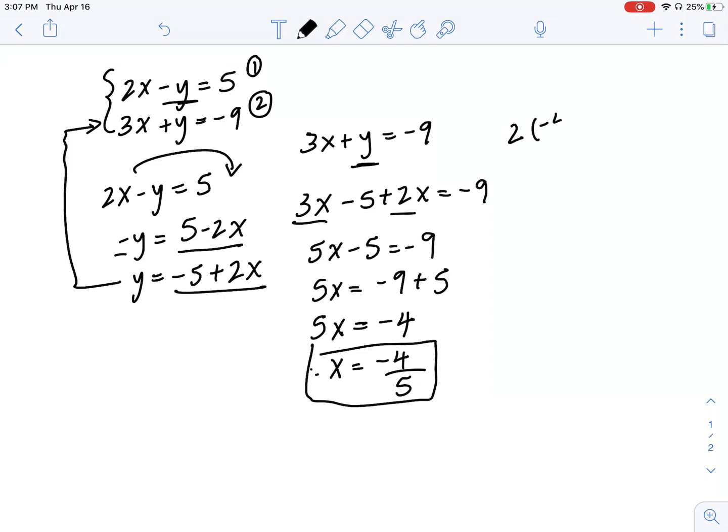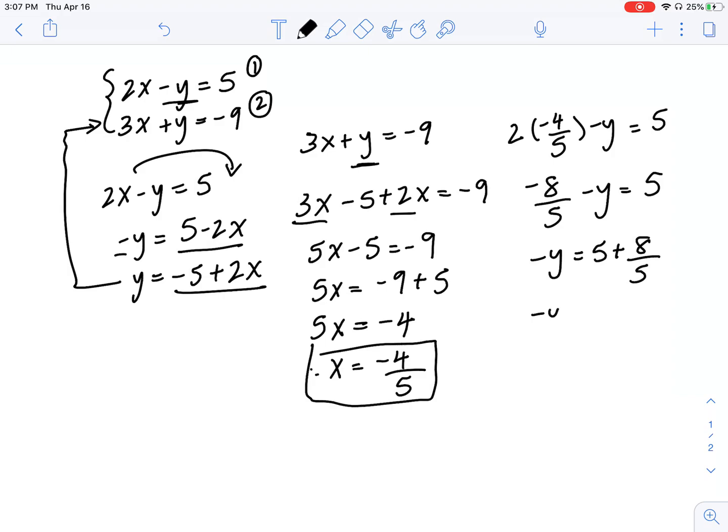So 2 times minus 4 over 5 minus y equals 5. 2 times minus 4 over 5 is minus 8 over 5. Minus y equals 5 plus 8 over 5, which we can simplify as 5 times 5 is 25, plus 8 is 33 over 5. y is minus 33 over 5.